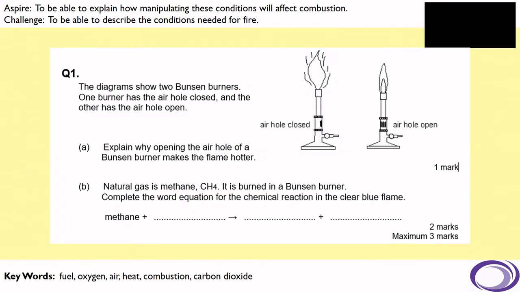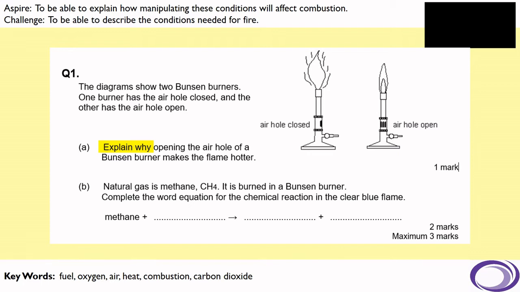The diagrams show two Bunsen burners. One burner has the air hole closed and the other has the air hole open. They'd like you to explain why opening the air hole of a Bunsen burner makes the flame hotter. I'd like you to think about the fire triangle in that question. What is the fire getting more of if you open that air hole?